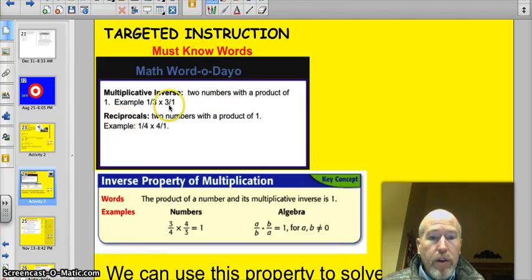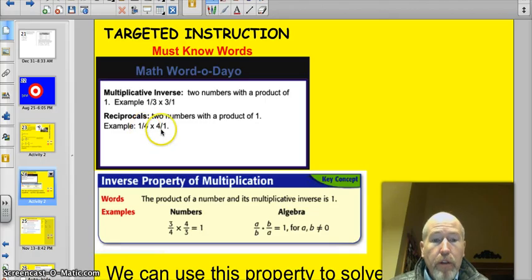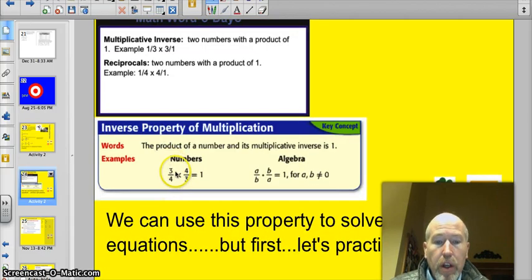Take a look at 1/3 and 3 over 1. Those are opposites or reciprocals. They're going to multiply out to be 1. Same thing with 1/4 and 4 over 1. Again, reciprocals or the multiplicative inverse. Take a look at this example.